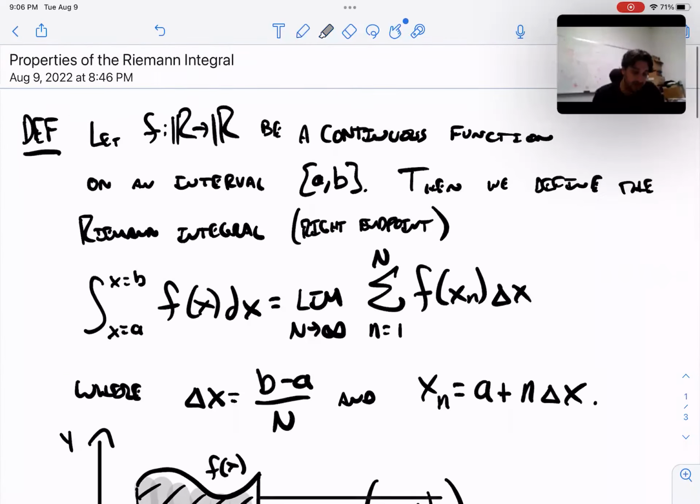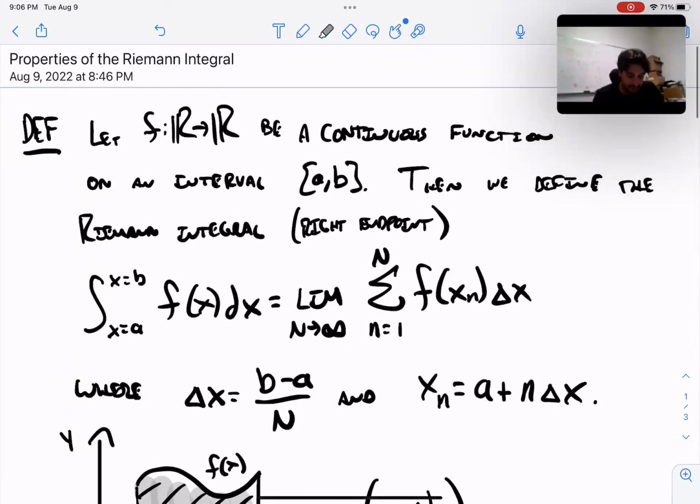So here is our definition, just to recall quickly. You have some function on the real numbers that we'll call f. It's continuous on some interval [a, b]. And our Riemann integral we define to be the limit as the number of rectangles goes to infinity of the sum of all the height times width, which gives us area, right, for all of the rectangles. The sum of all the rectangle areas as the number of rectangles goes to infinity.